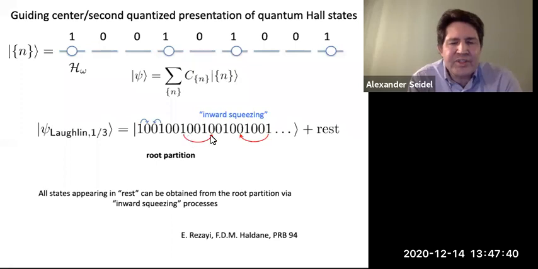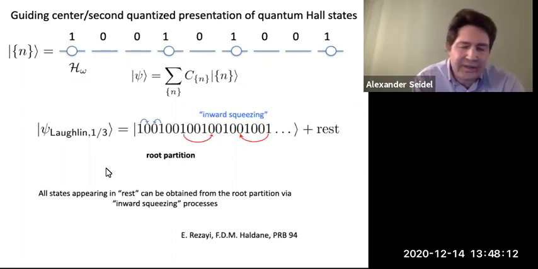An inward squeezing process is one where you take a pair of particles and move the pair inward while conserving its angular momentum. So while it's still a complicated structure, it also implies that many basis states don't actually appear, have zero coefficient. For example, the one that I've written at the top here couldn't actually appear. It cannot be obtained from this root partition by an inward squeezing process.